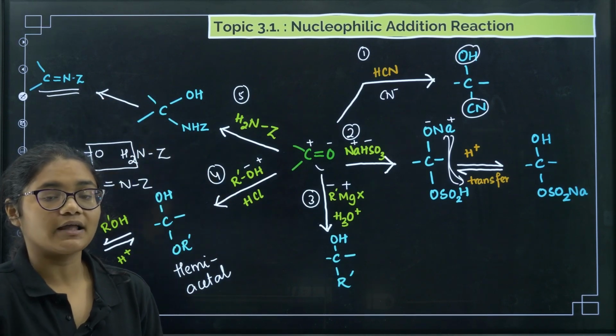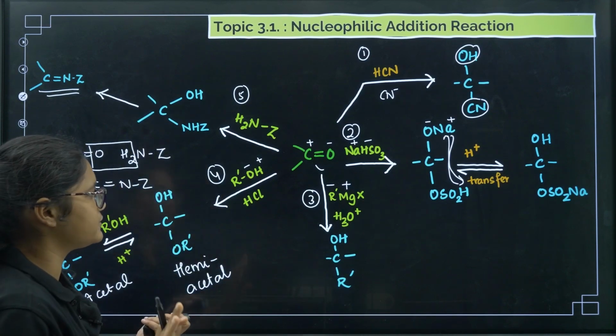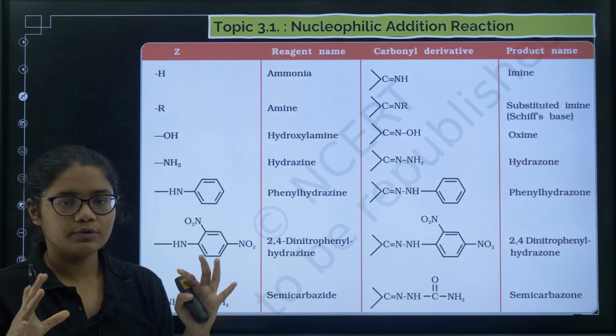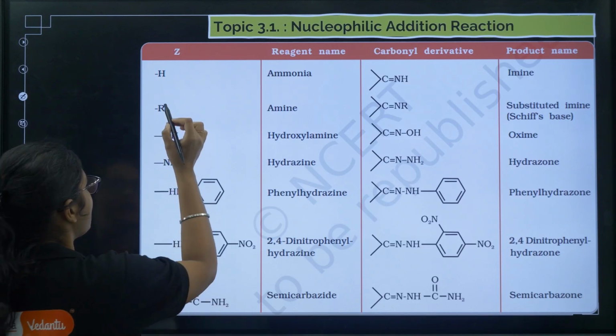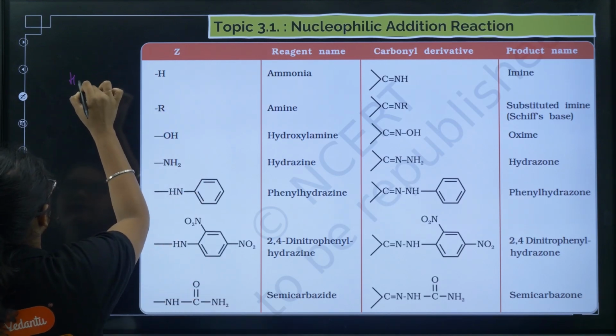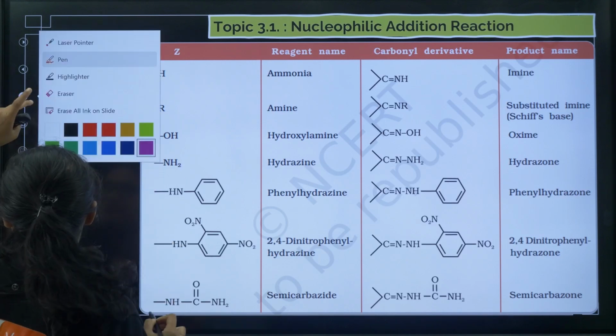Clear? But with ammonia and its derivatives, we have a lot of reactions. Around 7 reactions are there. So now let us see the reactions of ammonia and its derivatives. The first one, as I told you, this is your structure, NH2Z. Okay, wait one second.